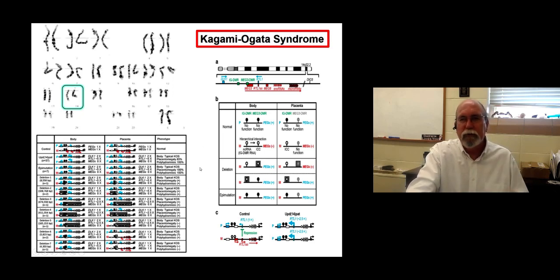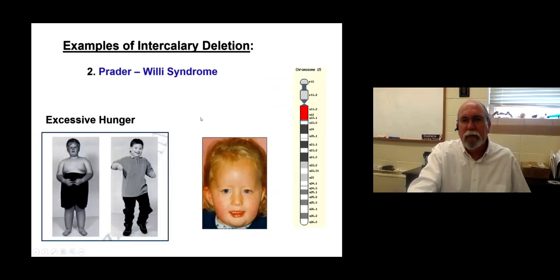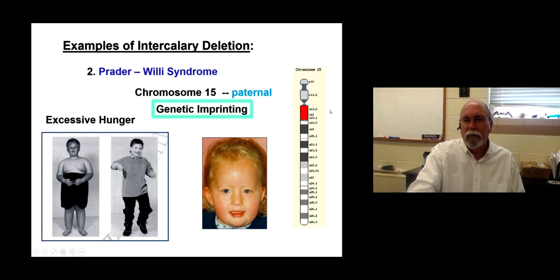So this is one of those areas where we know they have the mutations, we know they have the deletions, but there can be a wide range of outcomes from those. Okay? Another classic example of intercalary deletion is Prader-Willi syndrome. This deletion is found up much higher, on chromosome number 15. And these are caused by deletions that occur on the paternal chromosome. Remember, this is a case of genetic imprinting.